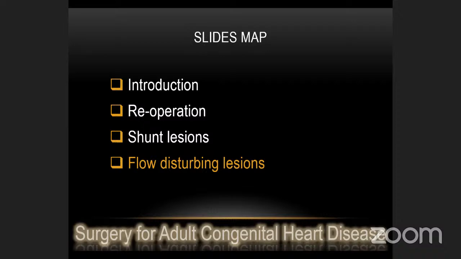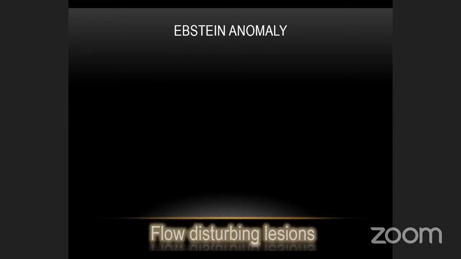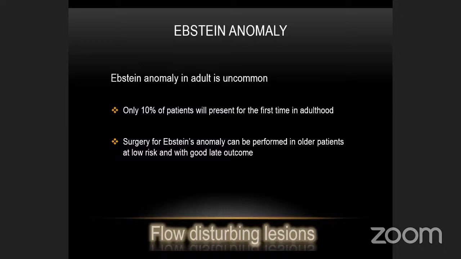The second category of frequent lesions in patients with adult congenital heart disease in our presentation is the flow-disturbing lesions. For example, we have Ebstein anomaly. Ebstein anomaly in adults is uncommon. Only 10% of patients will present for the first time in adulthood. Surgery for Ebstein anomaly can be performed in older patients at low risk with good outcomes.